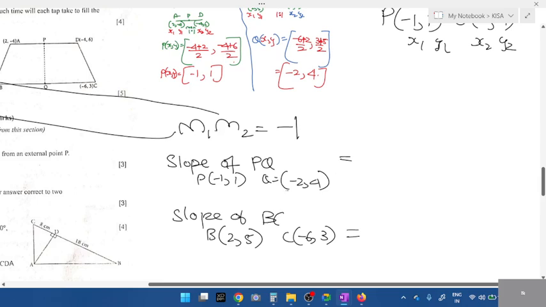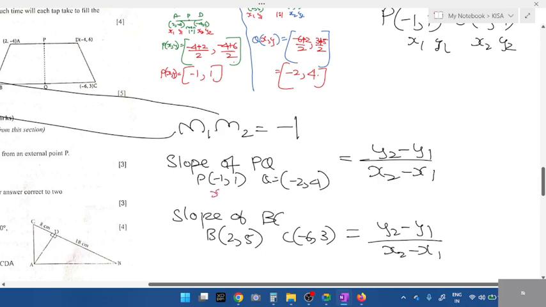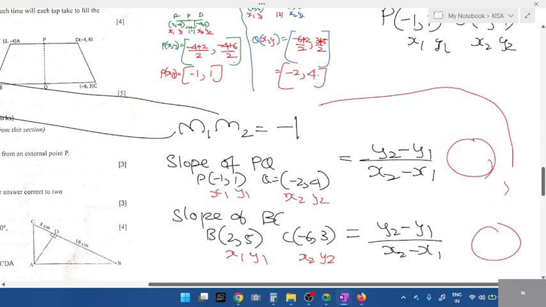What is the slope formula when 2 points are given? Now tell me the slope formula. y2 minus y1 divided by x2 minus x1. Use this formula. Both are actually different points given. Such a simple question, don't make it complicated. x1, y1, x2, y2. Once you get the answer for this, substitute in this equation. Check if you're getting minus 1.